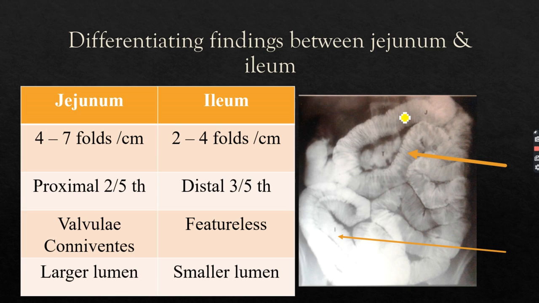Just compare this part, just focus on the cursor. Compare the diameter of this lumen with this one, right? Obviously, the first one is larger. This is jejunum and this is ileum. Okay.